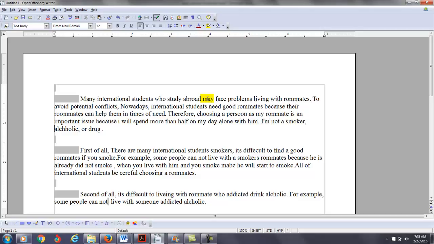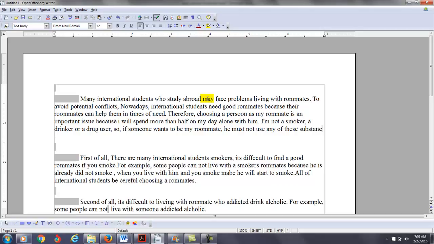So I am not a smoker, I'm not a smoker, a drinker, or a drug user. So, if someone wants to be my roommate, he must not use any of these substances or beverages. There, I think we have it.